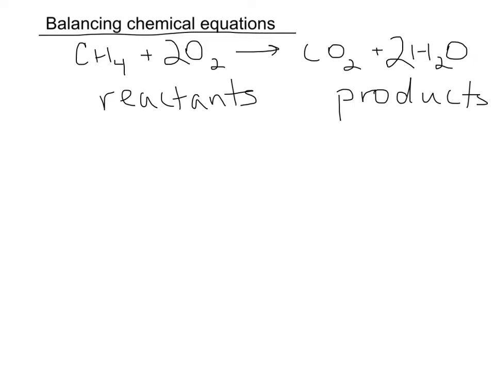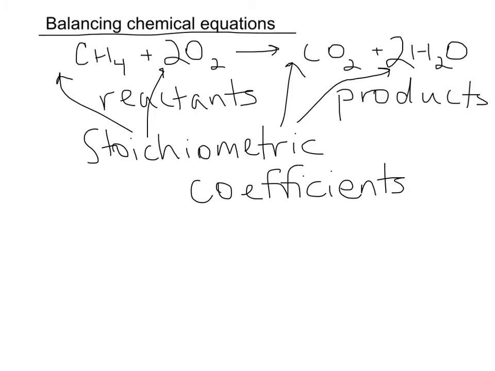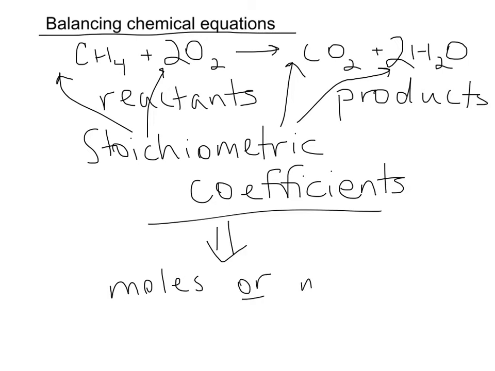Okay, so these numbers in front, there's an invisible 1 here, there's a 2 there, there's a 1 there, and a 2 there. They're called the stoichiometric, it's a big word, stoichiometric coefficients. Okay, these are the numbers in front, whether it's a 1, which is still a number, or a 2, or any other number. These are called the stoichiometric coefficients, and they represent either the number of moles or molecules.